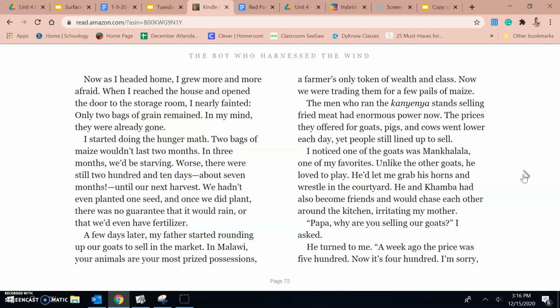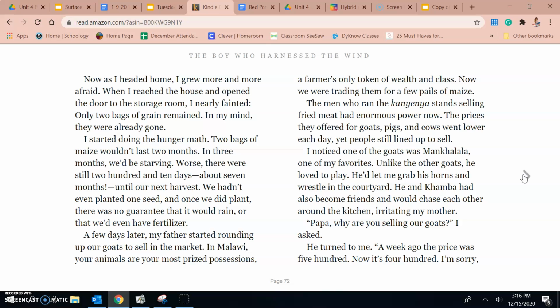I noticed one of the goats was Mankahala, one of my favorites. Unlike the other goats, he loved to play. He'd let me grab his horns and wrestle in the courtyard. He and Kamba had always been friends and would chase each other around the kitchen, irritating my mother.